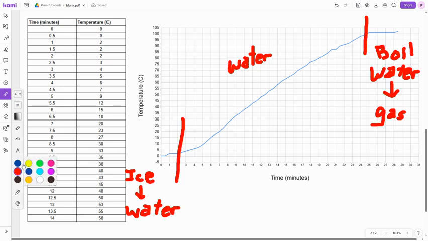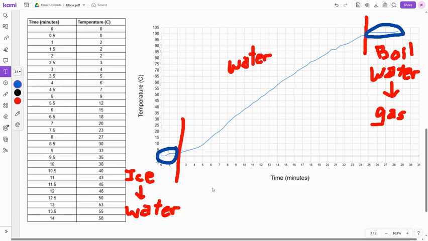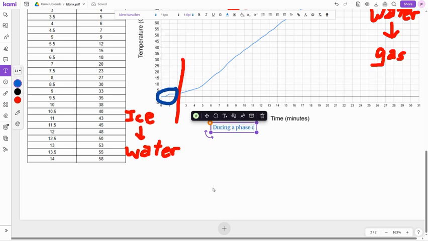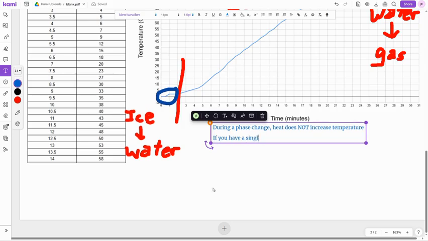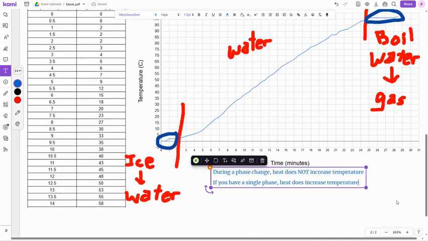So what can we conclude about this? When we're changing phases in this first region and this last region, heat does not increase temperature. So during a phase change, heat does not increase temperature. If you have a single phase, such as the water, heat does increase temperature. And that's really the conclusion of this lab.